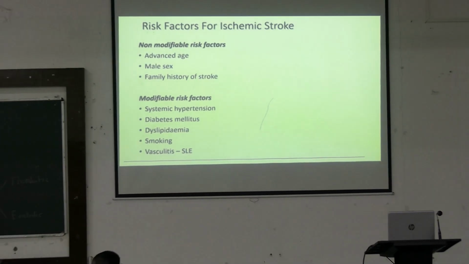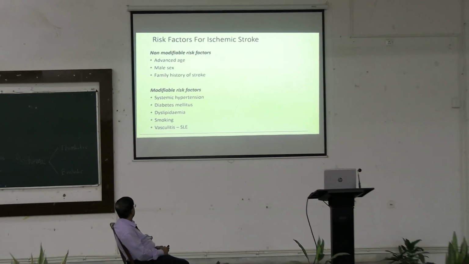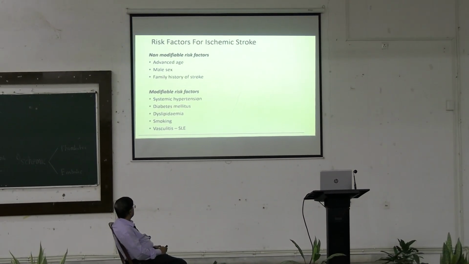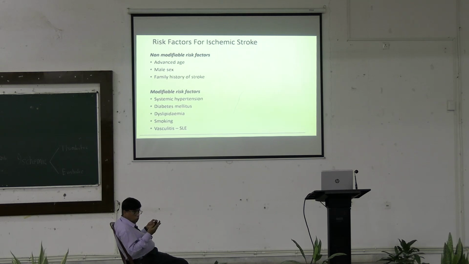Risk factors of the ischemic stroke. So, now you have understood the strokes, how it is developing and how it occurs. Now, risk factors. The risk factors for stroke are always divided into non-modifiable and modifiable. What is non-modifiable? Non-modifiable is out of our hand, we cannot control it, patient also cannot control it. This is advanced age, this is out of a patient's hand, patient cannot control his age.